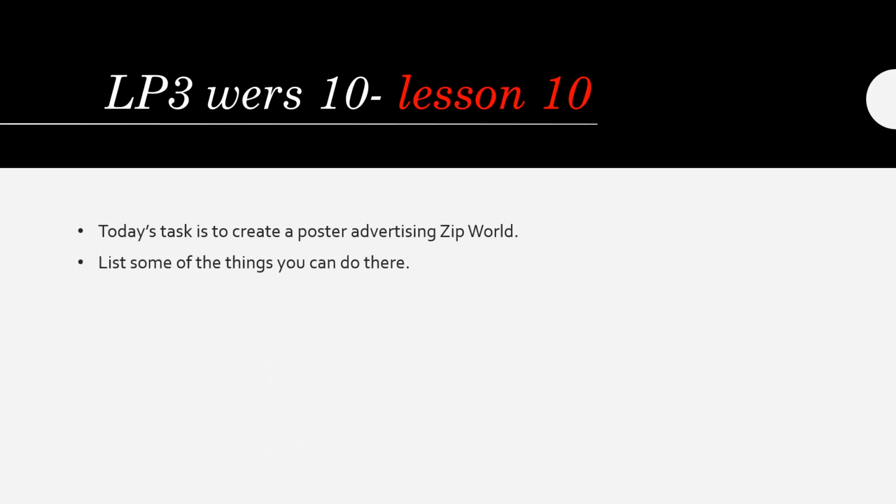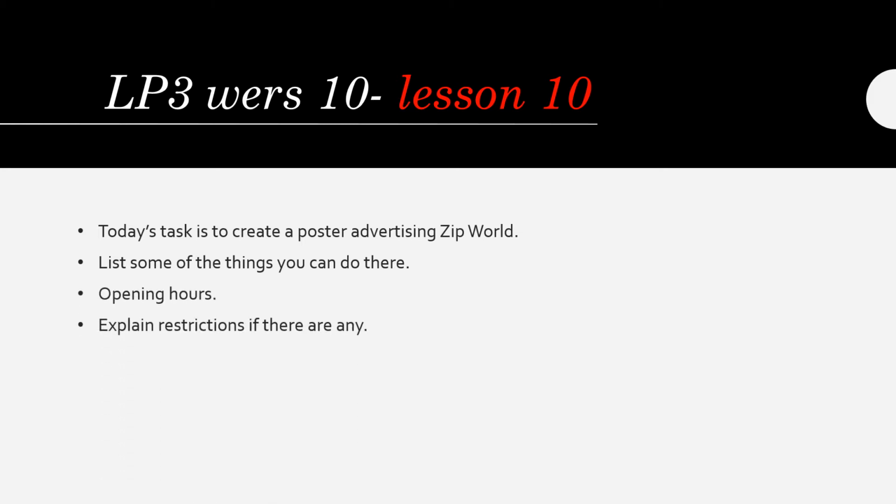I would like to list some of the things that you can do there. Last lesson, or the lesson before, we looked at all the different things that were available at Zip World. So the Velocity 2, the Forest Coaster, the carts, the tower, the nets, the bounce below. You've got loads and loads of things to choose from there. So you choose one or two, it's up to you, and decide which one you would like to advertise.